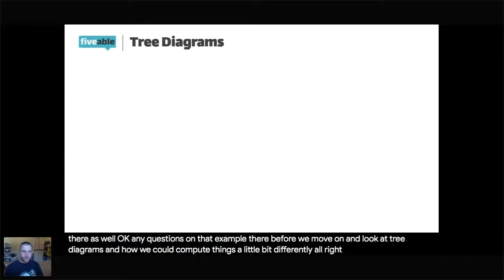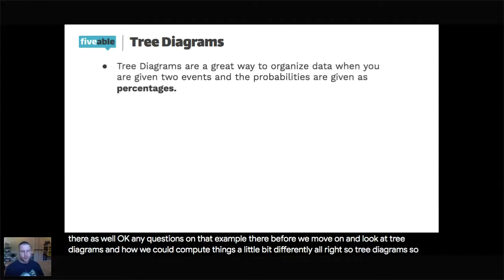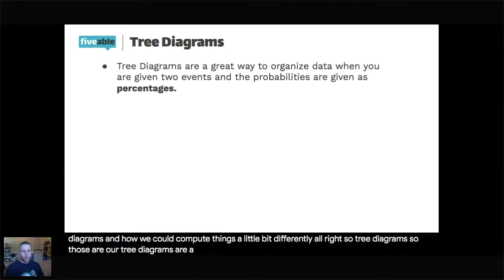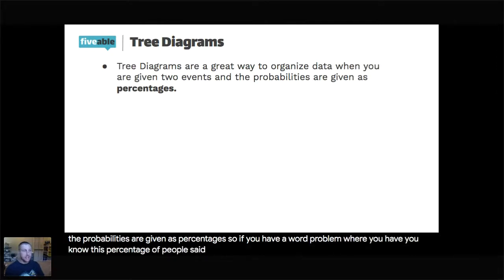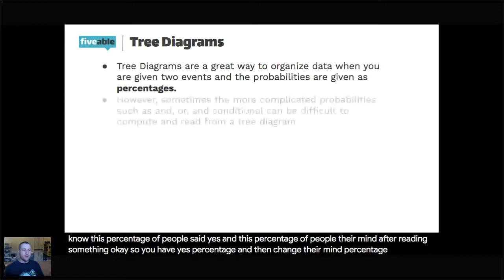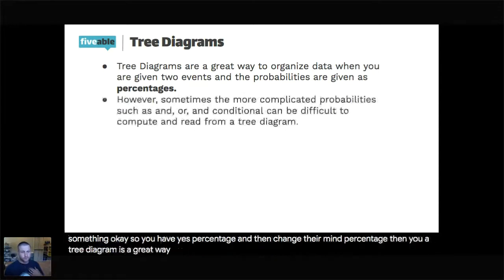All right. So tree diagrams. Tree diagrams are a great way to organize data when you're given 2 events and the probabilities are given as percentages. So if you have a word problem where this percentage of people said yes, and this percentage of people changed their mind after reading something, okay, so you have yes percentage and then change their mind percentage, then a tree diagram is a great way to do that.